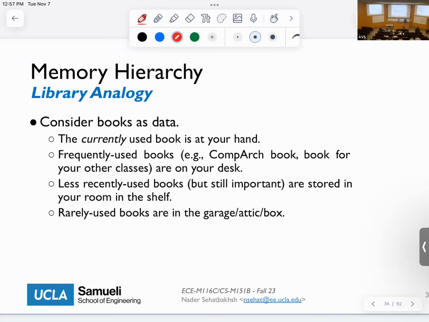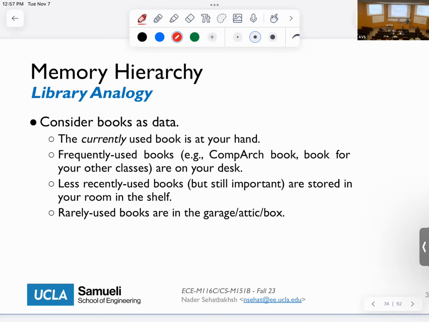So I actually create this layer by layer memory hierarchy, in which I put things that are less and less likely to be used further from me, right? So closer to me is the data that I'm very likely to use. Farther away from me is the data that is very, very unlikely that I'm going to use.